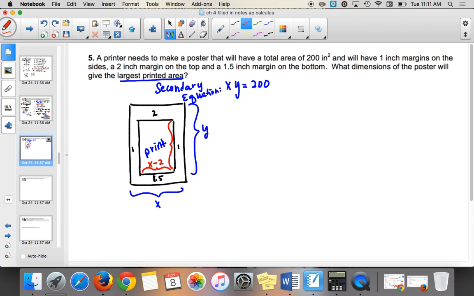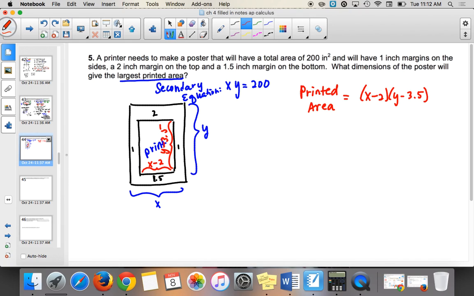So now how about the other one? The total height was Y, and what did I subtract from the top and the bottom, and what am I left with? I subtracted a 1.5 and a 2, so I have Y minus 3.5. So this is going to be Y minus 3.5. And that creates the printed area. So our printed area is equal to X minus 2 times Y minus 3.5.